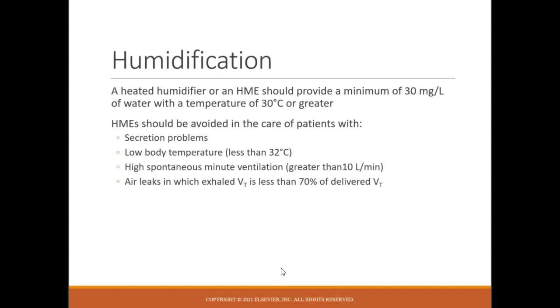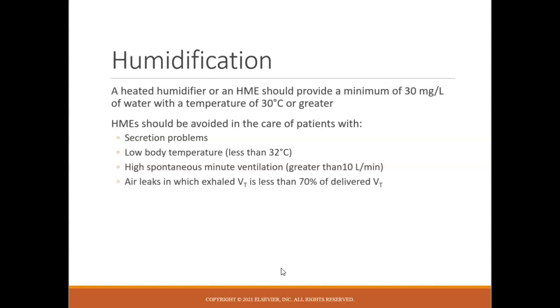Finally, humidification. Your book talks about considering humidification needs when you're setting up ventilators or initiating ventilation. So heated humidification or HME should be provided to all patients. All patients on mechanical ventilation need humidification because we're bypassing the upper airway. HMEs are perfectly fine for patients who don't have secretion problems, don't have a low body temp due to cooling, don't have high spontaneous minute ventilation, or don't have a big leak. So you can use HMEs in any patients that don't meet any of those criteria.